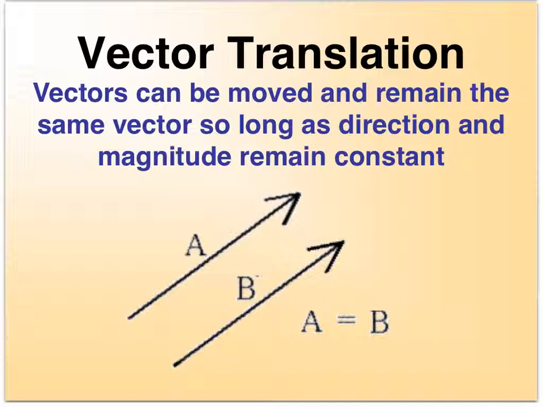Vector translation is also a helpful tool for us when we're adding and subtracting vectors together. A vector can be moved anywhere you want on the page as long as you maintain its direction and its magnitude. It's still the same vector. So in this instance, A and B, even though they're at different spots on the page, have the same direction, or you could say the same angle with the x-axis. They've also got the same magnitude, the same length. So A and B are the same vector, basically.